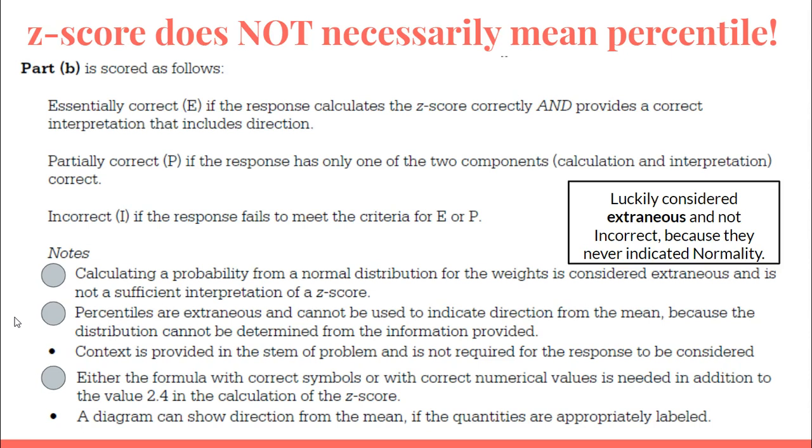Either the formula with the correct symbols or the correct numerical values is needed in addition to the value 2.4. So you either have to use the symbols or you have to use the numerical values. In other words, you have to show work. You can't just give 2.4 as the answer. The other bullet points, you can read them. We're not going to really talk about them on this. But the bottom line is, we were shocked by some of the grading on this, but don't think this is the standard rubric.